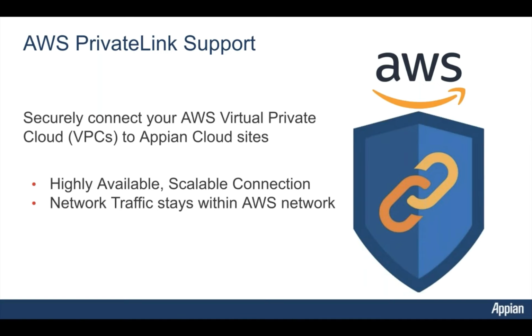And also, we recognize that many of our customers have been adopting AWS to host other applications. So it doesn't make sense that when we have Appian hosted in AWS, as well as your own systems hosted in AWS, that we maybe have a VPN tunnel back through your firewalls, then back to the same AWS environment. Now we can securely connect your AWS virtual private clouds to Appian Cloud. This is a highly available, scalable connection that never leaves the AWS data center. So network traffic stays within AWS, which means it's going to be super fast and a much better way to connect your infrastructure in AWS with the Appian Cloud.